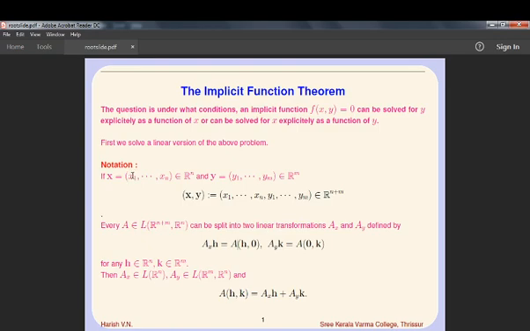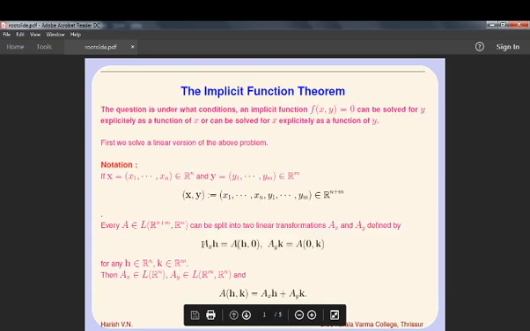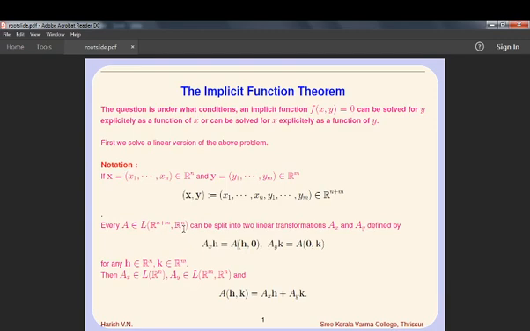So we need a notation. Suppose x is equal to x1 etc. xn is a vector in Rn, and y is equal to y1 etc. ym is a vector in Rm. Then by the ordered pair x comma y, we mean the vector x1 etc. xn comma y1 etc. ym in R^(n+m). Now take a linear transformation A from R^(n+m) to Rn. So this can be represented by means of an n by n plus m matrix.